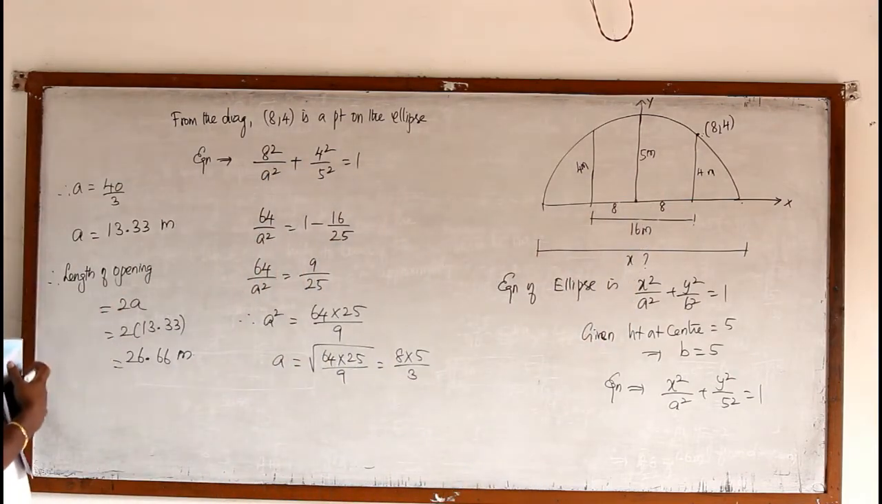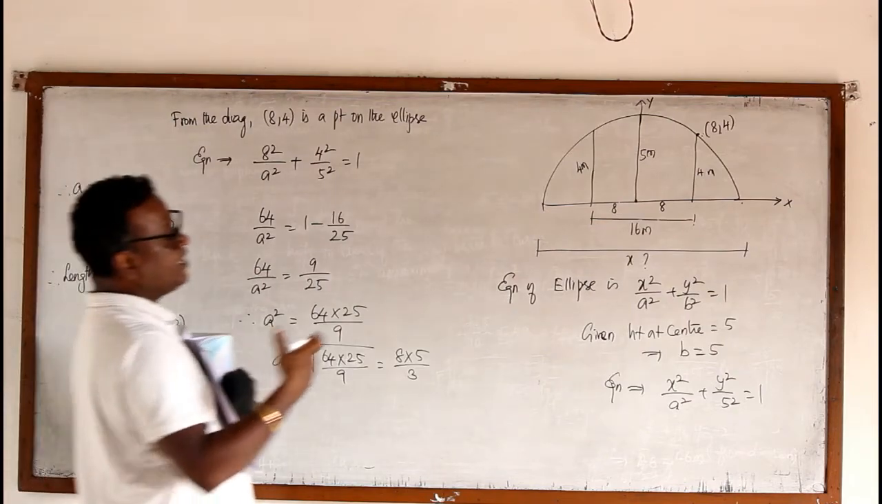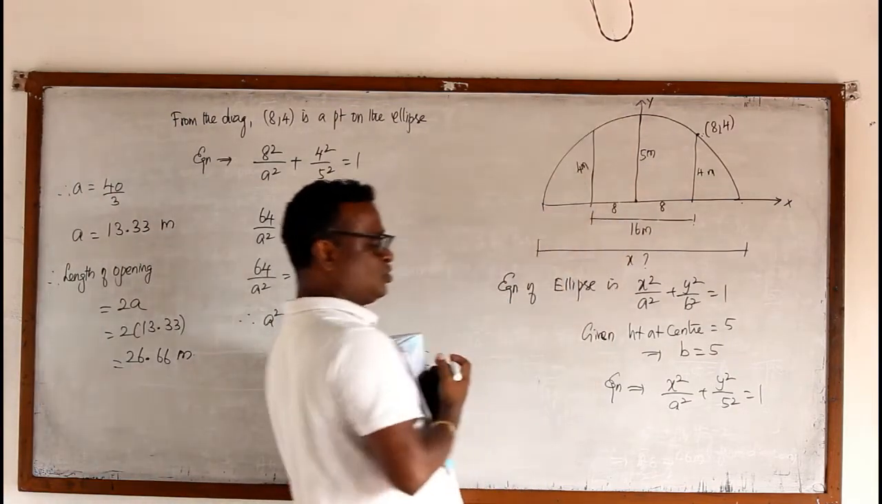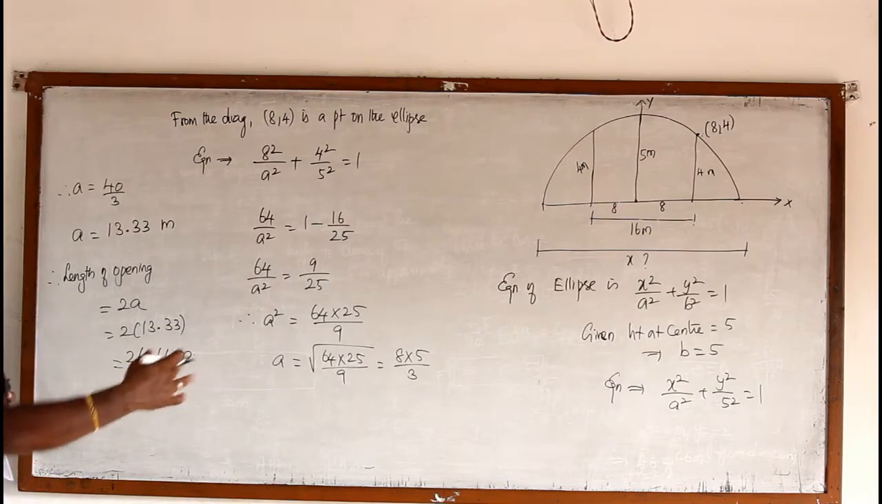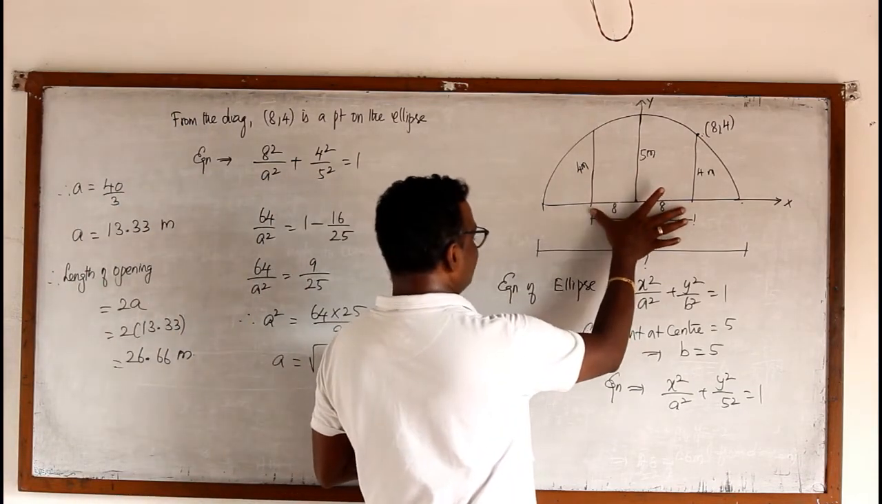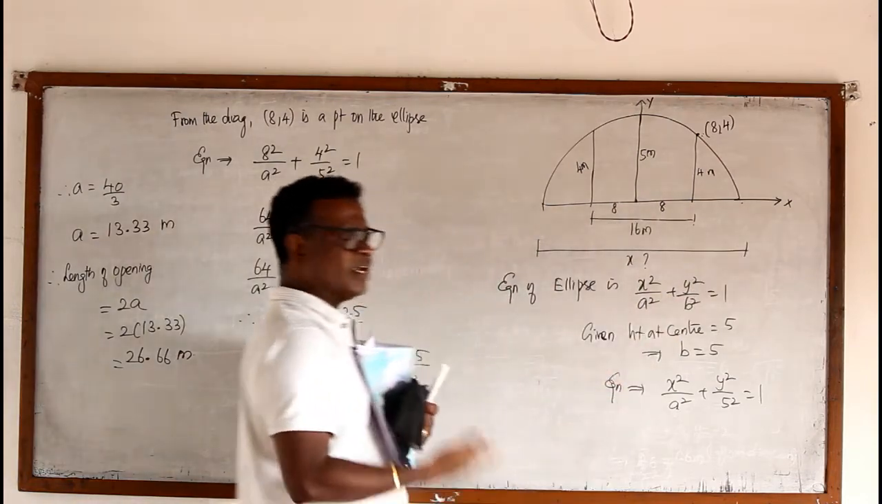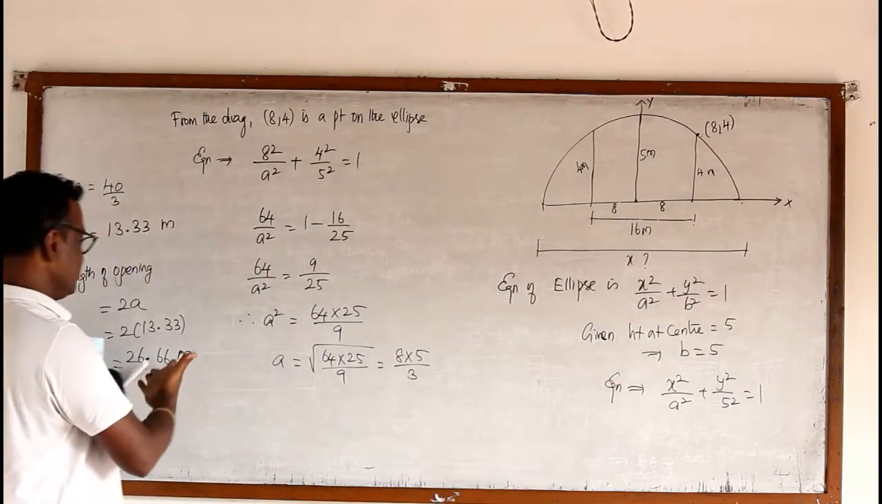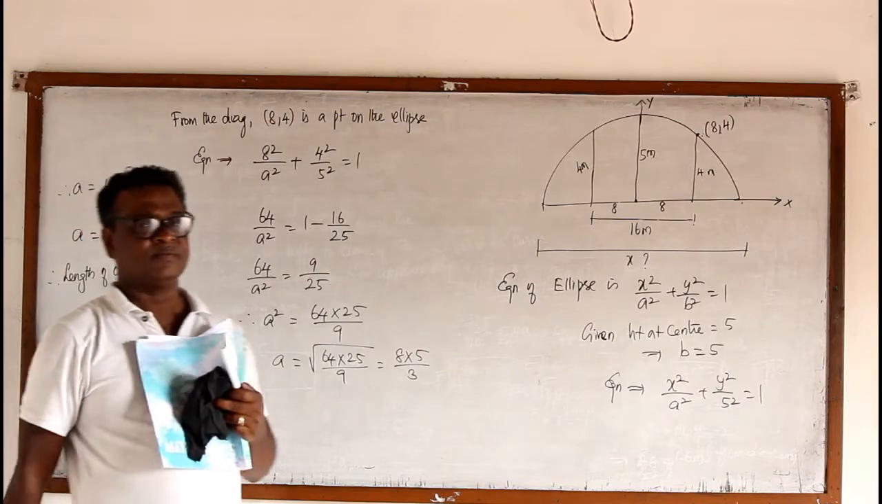So that the tunnel opening will have 16 meters width, so that a truck of height 4 meters can easily pass through this tunnel. So this is the total width of the area. Can you understand? They gave the width of the opening only and they are asking the total width of this tunnel. The total width is 26.66 meters.